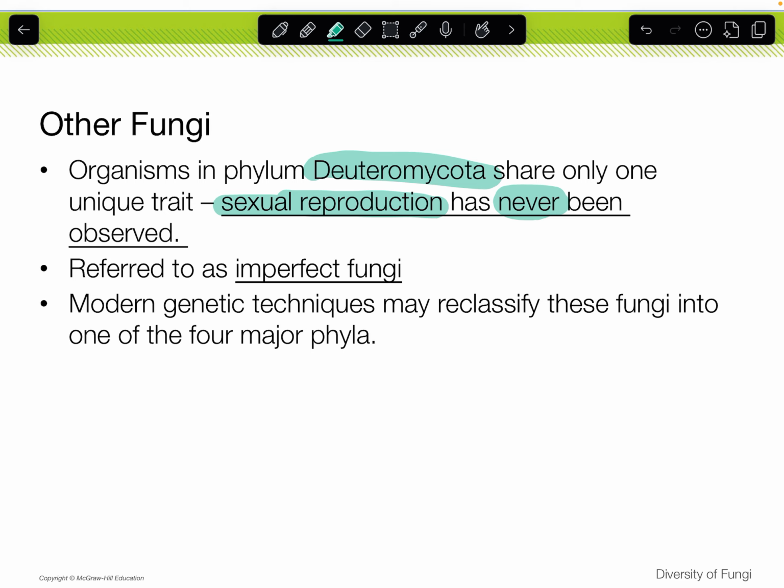And so this group is nicknamed the imperfect fungi. Because they don't do sexual reproduction, they are considered imperfect fungi. And Deuteromycota is also kind of like a junk drawer phylum because they really only share one characteristic. And so, it might change. Organisms in this phylum might end up getting reclassified into one of the four major phyla of fungi. So we'll see.